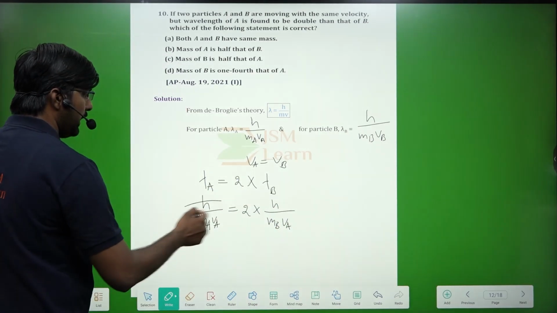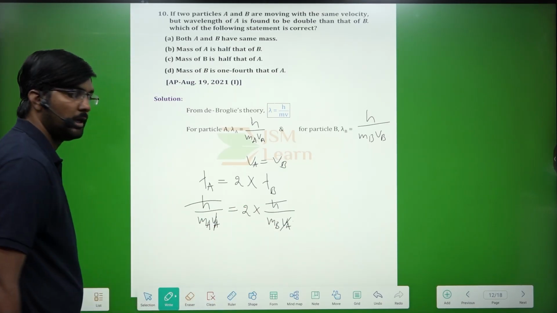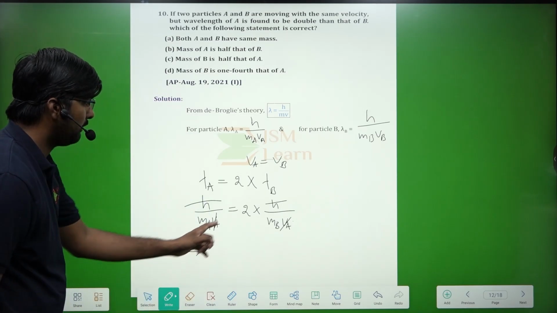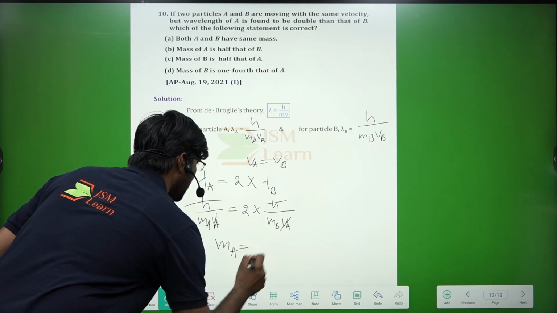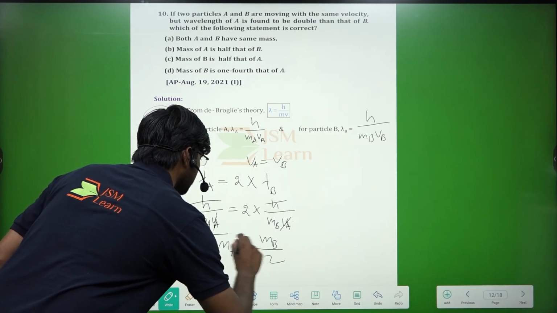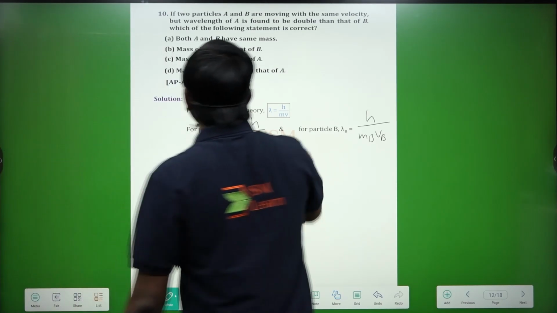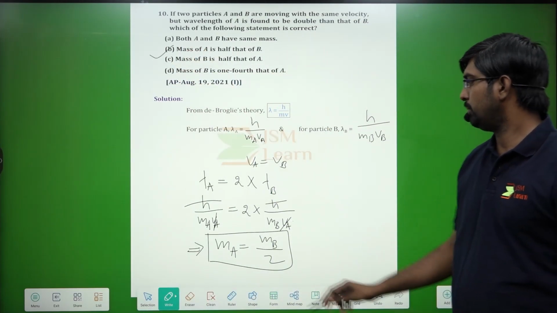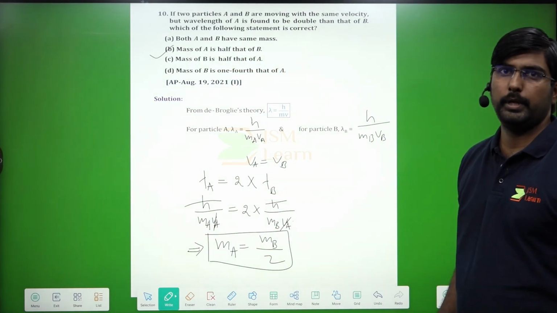Okay, so h will get cancelled, and the velocities will also get cancelled. Finally, after rearranging, we get mass of particle A equals mass of particle B divided by 2. Yes or no? So here option B is correct. Mass of A is half that of mass of B.